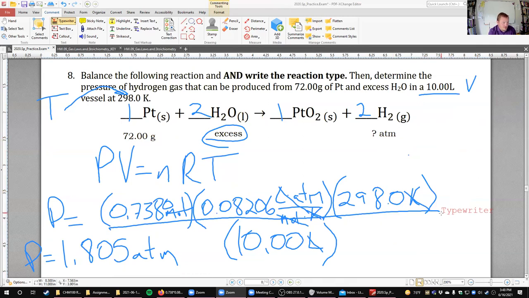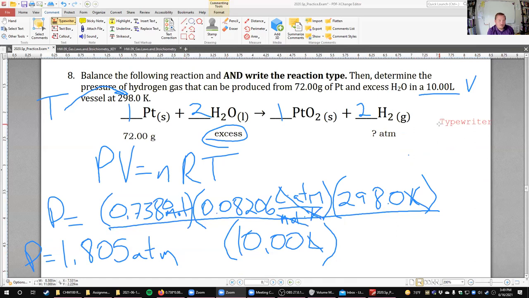And so any questions on that one? The only way that this could really be any trickier is if we made two gas products and I said, what's the total pressure? Because then that would be like the homework problem, where you need to find all of the moles of gaseous products, and then plug the sum of those in for N, but the calculation doesn't change. You just would have to do an extra stoichiometry step.